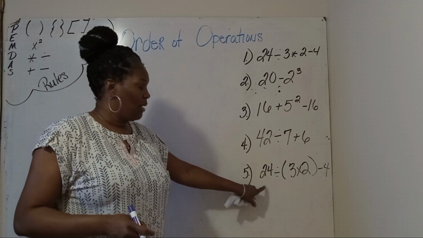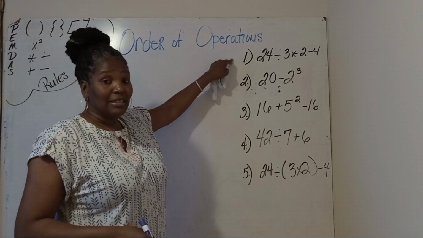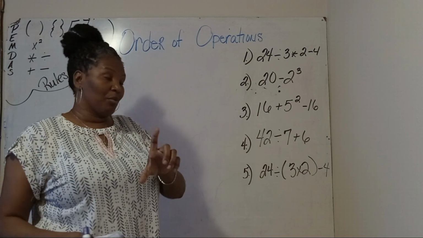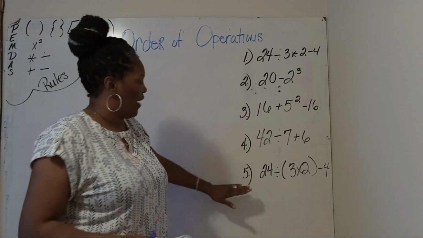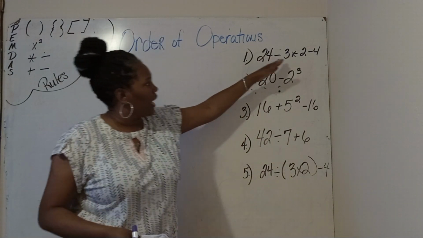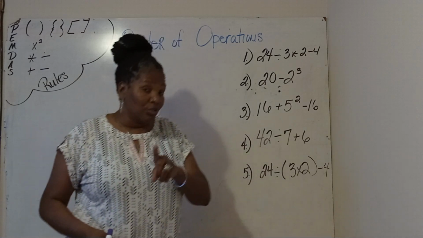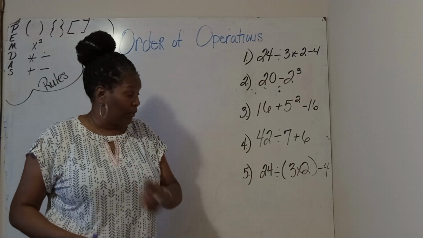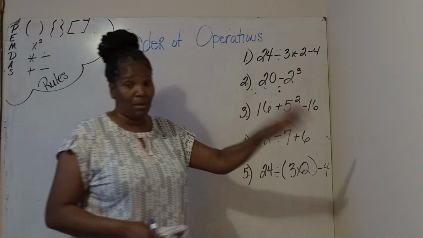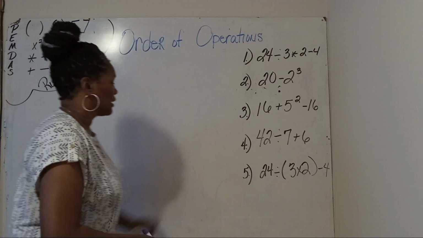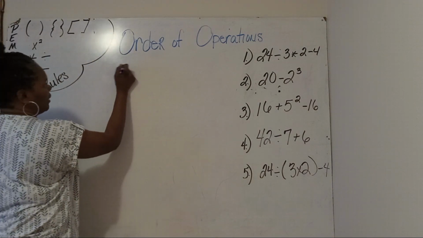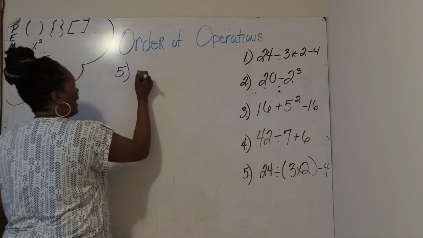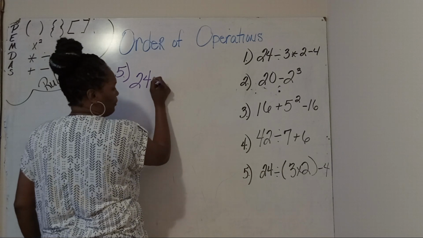Now, number 5 looks a lot like number 1. But the reason why I did number 1 and number 5 use all the same numbers, all the same operations, is I want you to see why our order of operations is so important. Because this parenthesis is going to make all the difference in the world. All right? So look. Number 5. All the same numbers, but this one has a parenthesis in it. And this is why you have to know order of operations.